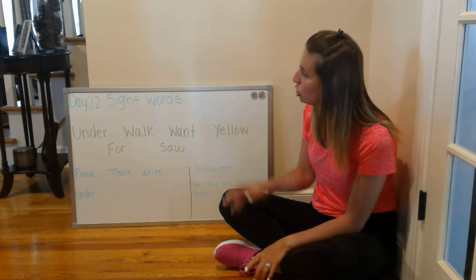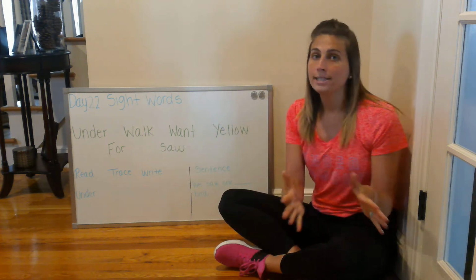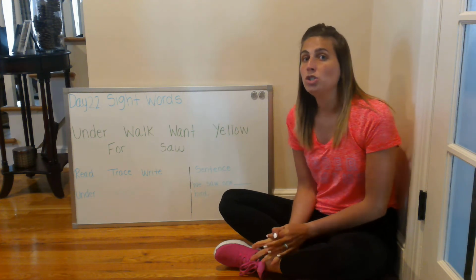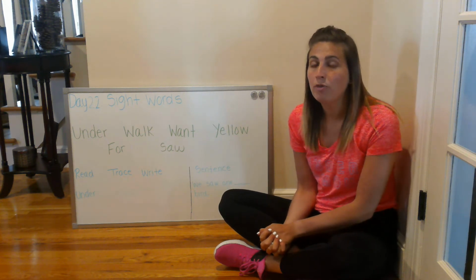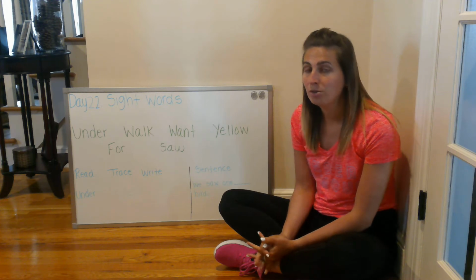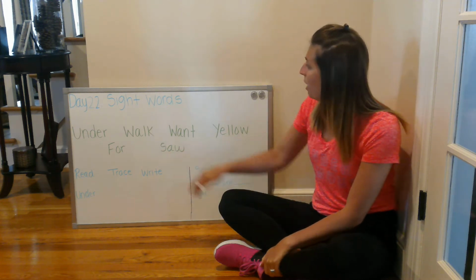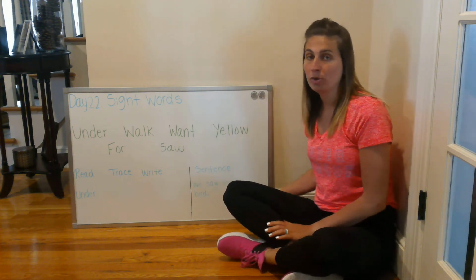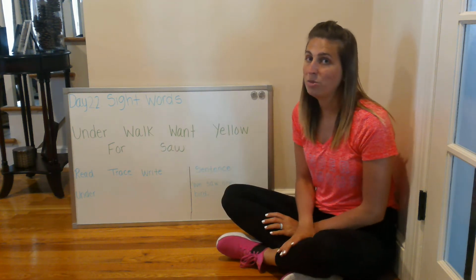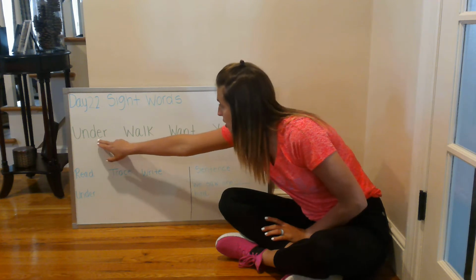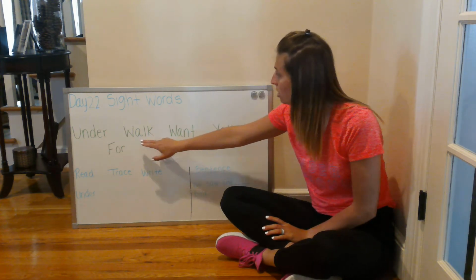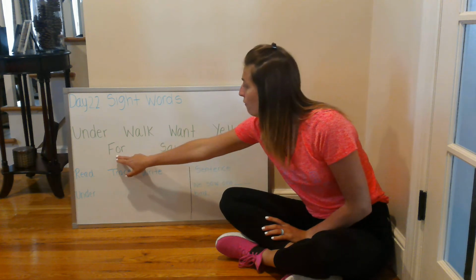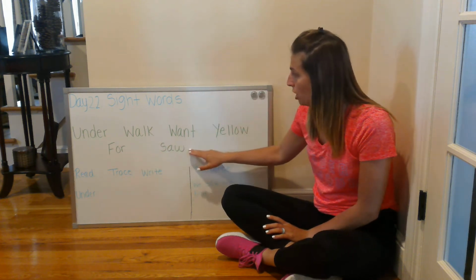I'm going to model 2 problems on the whiteboard to help us complete our worksheet for today. And then we will also complete 2 problems on our worksheet together before you complete the rest of them on your own. So let's get started. We're going to go over each of the 6 sight words. As I say each sight word, you can repeat back after me or say them with me if you know them. Under, walk, want, yellow, for, and saw.